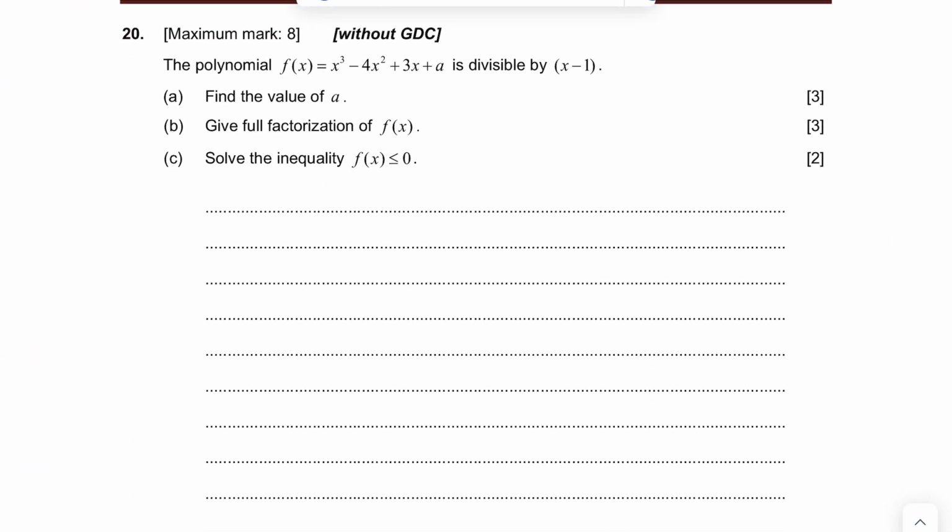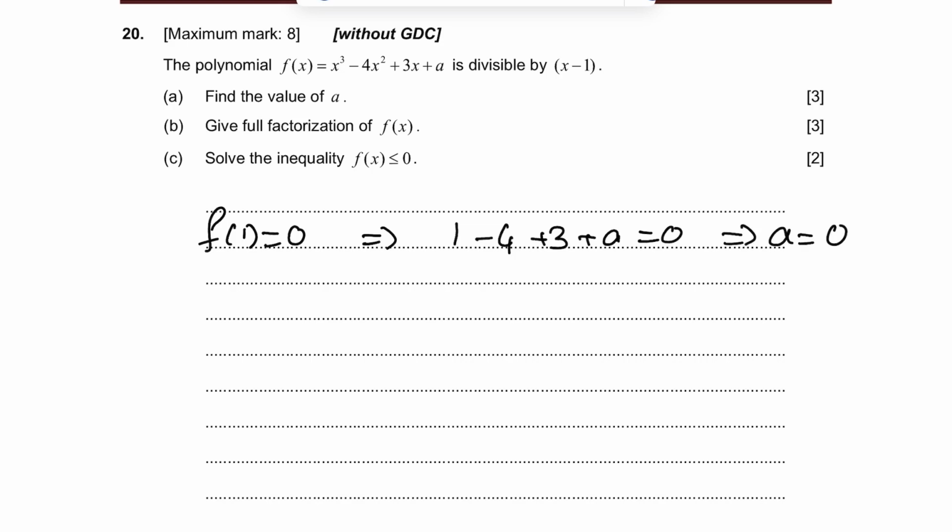Question number 20. F of x is divisible by x minus 1. Find the value of a. So f of 1 should be equal to 0. When f of 1 equals 0, what does that become? 1 minus 4 plus 3 plus a equals 0. It implies a equals 0.